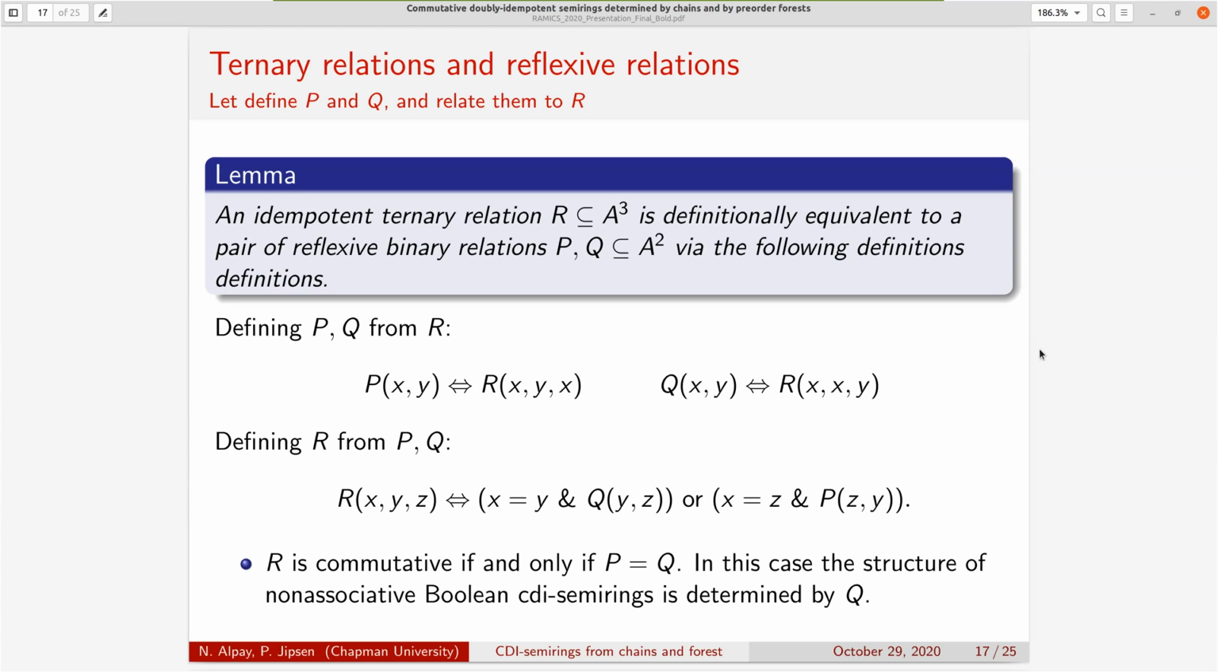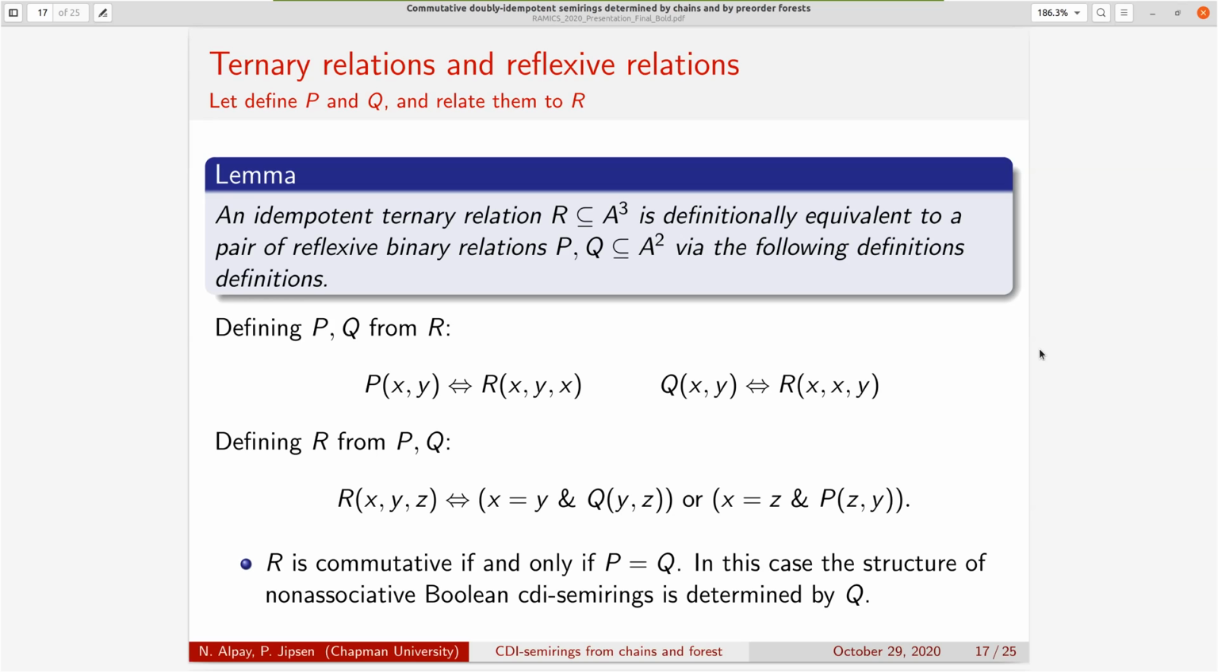So we have the following lemma that we'll use in order to define P and Q. An idempotent ternary relation R is definitionally equivalent to a pair of reflexive binary relations P and Q via the following definitions. So we can define P and Q from R by Pxy is equivalent to Rxyx, and Qxy is equivalent to Rxxy. And now we can define R using P and Q such that Rxyz is equivalent to x is equal to y and Qyz, or x equal to z and Pzy.